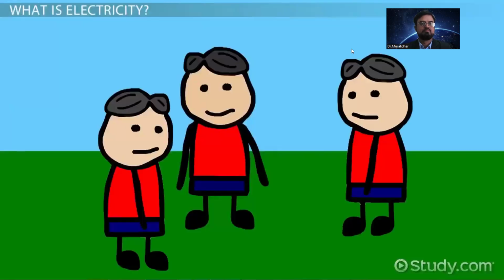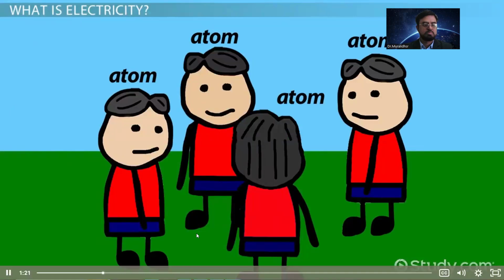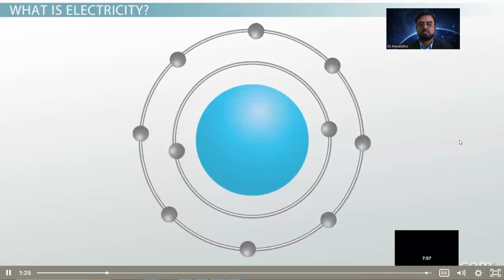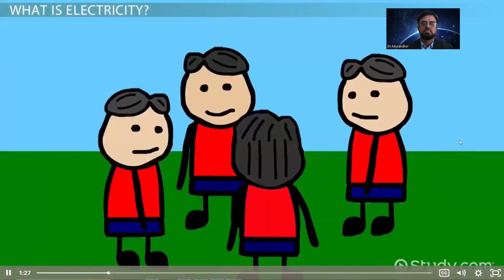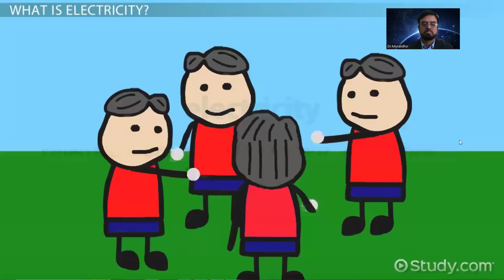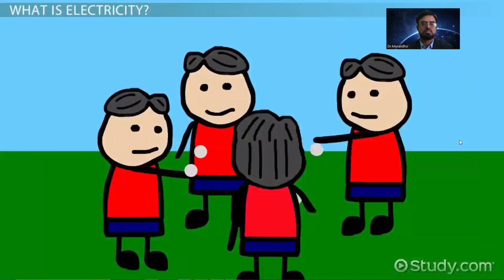Imagine you and some of your friends standing in a circle. Each one of you represents a single atom, the building block of all things, from apples to jet planes. Every atom has a nucleus at its center and is surrounded by a cloud of electrons. Now imagine each of you and your friends in the circle holding a single ping-pong ball representing an electron. If you were to pass the ping-pong ball electrons around the circle, you would be replicating the flow of electricity. Electricity is when electrons move from one atom to another, in much the same way the ping-pong balls were passed from one person in the circle to another.